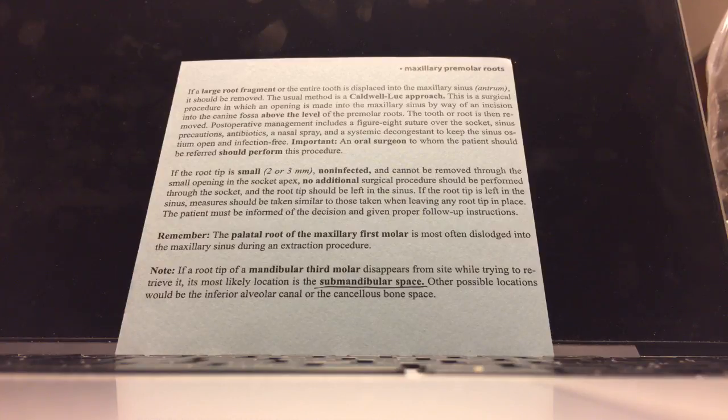If a root tip of a mandibular third molar disappears from sight while trying to retrieve it, its most likely location is the submandibular space. Other possible locations would be the inferior alveolar canal or the cancellous bone space.